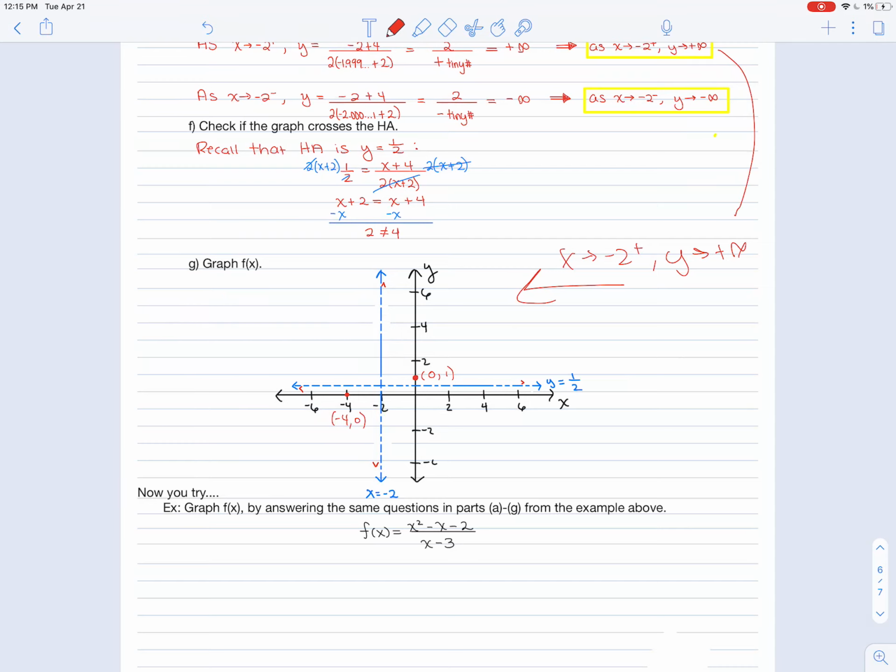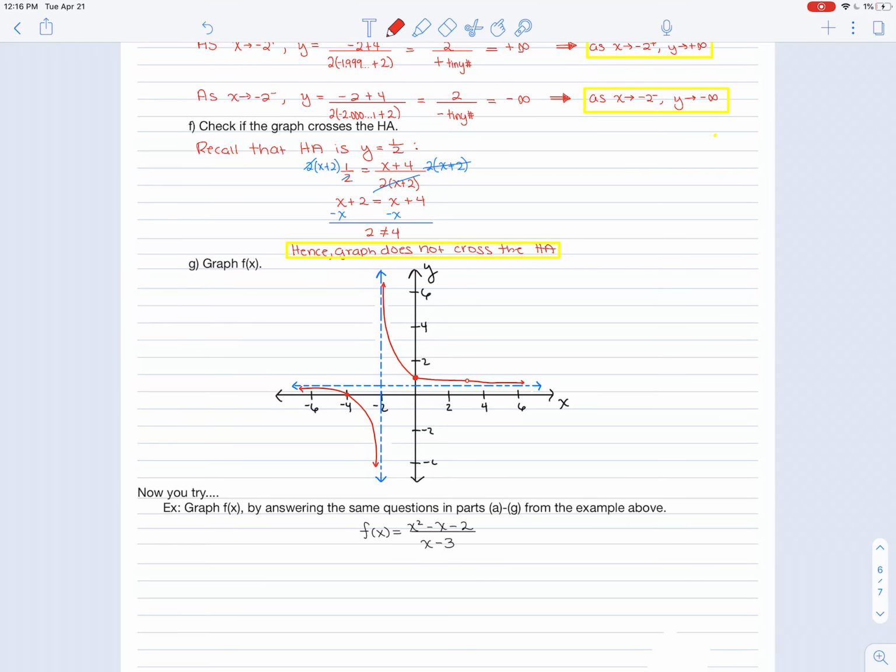So I'm just going to get rid of some stuff because it is looking very messy here. But I hope that you were able to see all the information that I put together and used to graph this function.